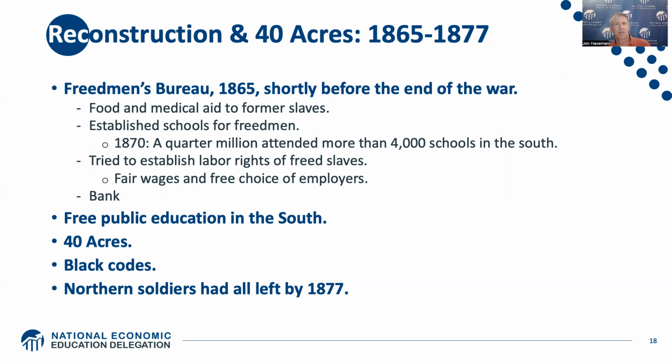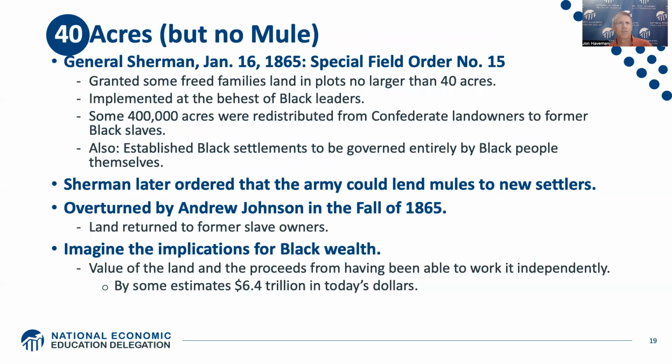That sort of dissipated over time after 1877. We'll talk about 40 acres. We'll talk about black codes. And Reconstruction largely ended in 1877 when the Northern soldiers had all left. Right. So there was no enforcement mechanism, and there's no mechanism to push for broader or better rights for the freed slaves. All right, so what about 40 acres and a mule?